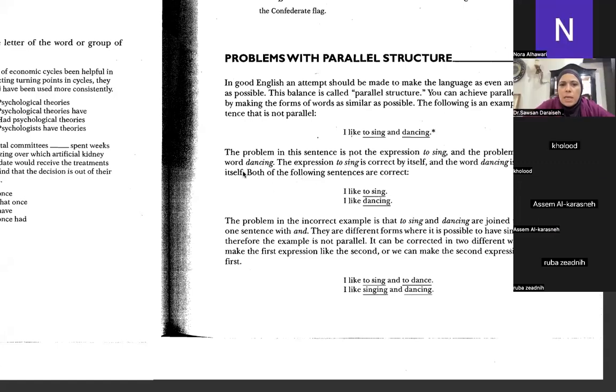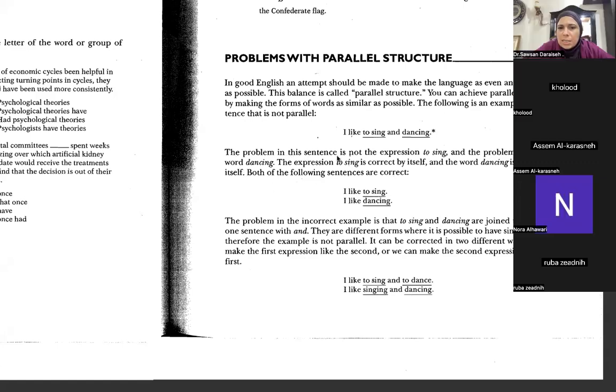Good job. Here, the problem in this sentence is not the expression to sing. This is not a problem when you say to sing. And the problem is not the word dancing. The word itself is not a problem. We say, I like dancing. It's fine. All right. The expression to sing is correct by itself, like if you say, I like to sing. And if you say again, I like dancing. All right. That's fine too.